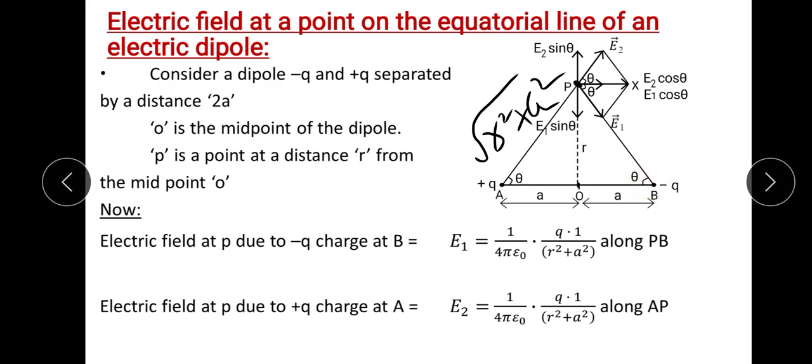Now, similarly, the electric field at point P due to the positive charge which is placed at A. We are finding the electric field due to this charge now. The equation is E2 is equal to 1 by 4 pi epsilon naught into q into 1 divided by the same distance r square plus a square. And this electric field is along AP, because you know that due to a positive charge, the electric field is directed away from the charge. Now at point P there are two electric fields. One is E1 which is directed towards the charge and the other one is E2 which is directed away from the charge.